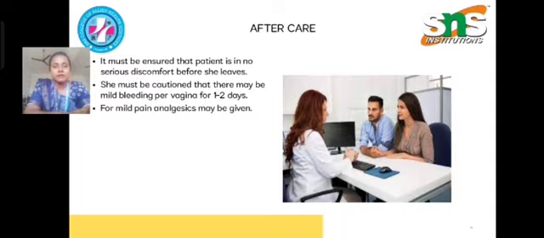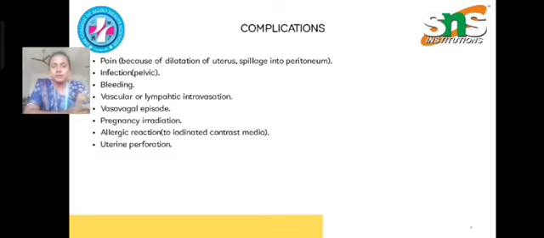After that, the patient will be given care. We have to ensure that the patient has no serious discomfort before she leaves the examination room. She must be cautioned that she will have mild bleeding from the vagina for 1 to 2 days, and for mild pain, analgesics will be given. So we have to give proper care to the patient before she leaves the examination room. Complications are pain, infection, and bleeding.